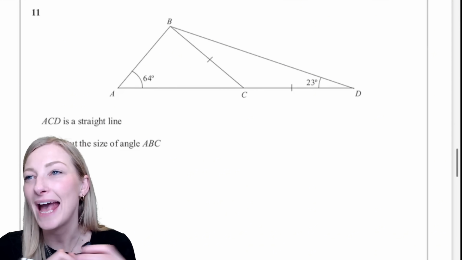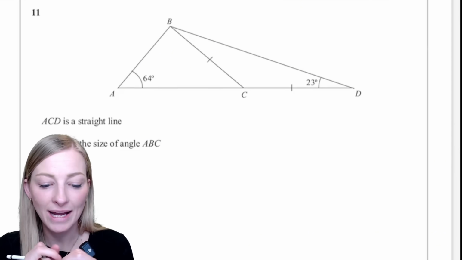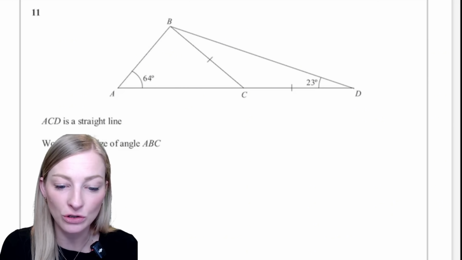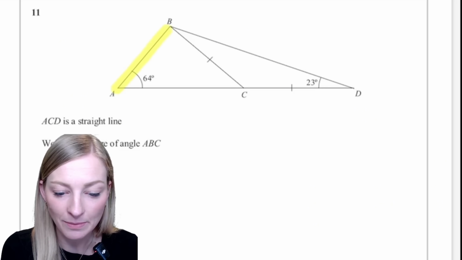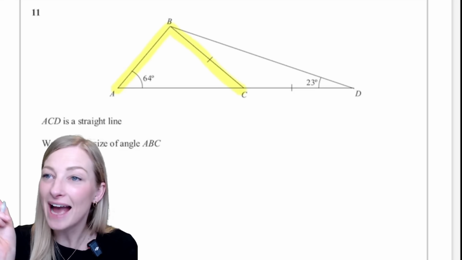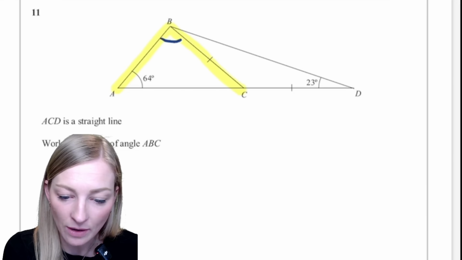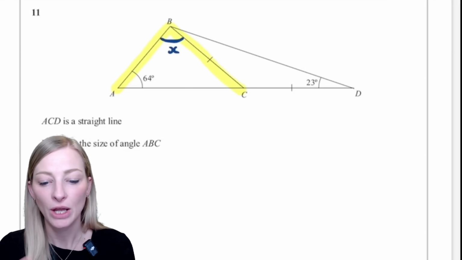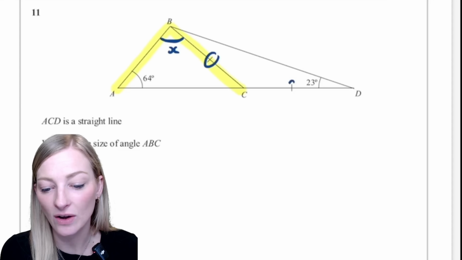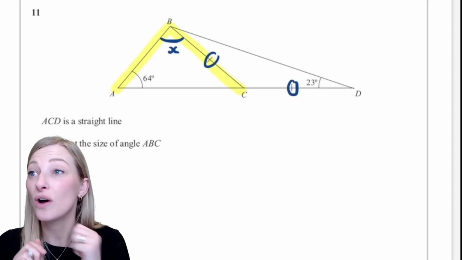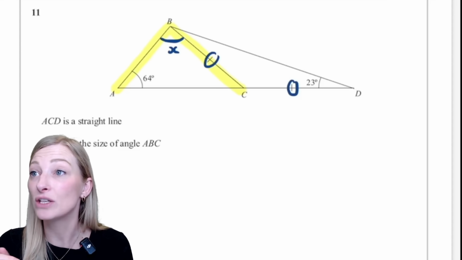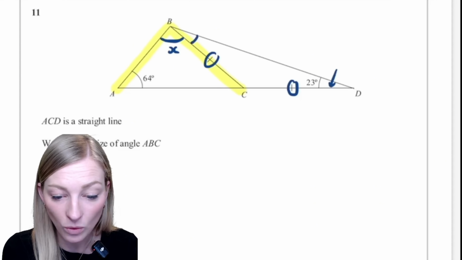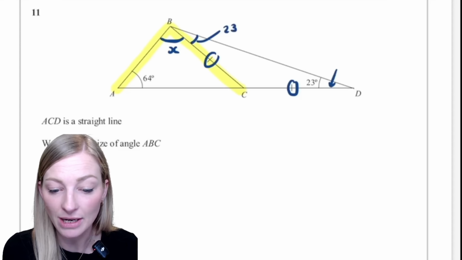Question number 11. ACD is a straight line. Work out the size of angle ABC. So when we say ABC, I need you to imagine that you're walking from A to B to C. And the angle that is made, that's what we're trying to work out up here. So this is my X, that's what we're trying to calculate. What do we know so far? So this line here and this line here mean that those 2 sides are equal in length, which means it's an isosceles triangle. So if this angle is 23 degrees, then this angle up here is also 23 degrees.